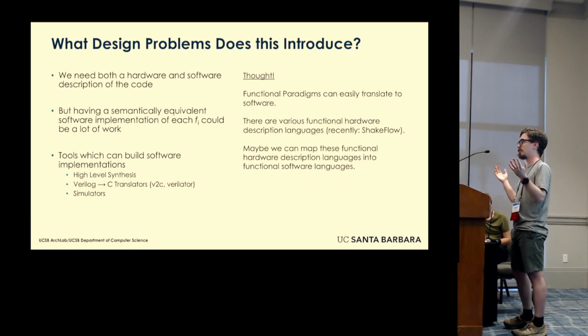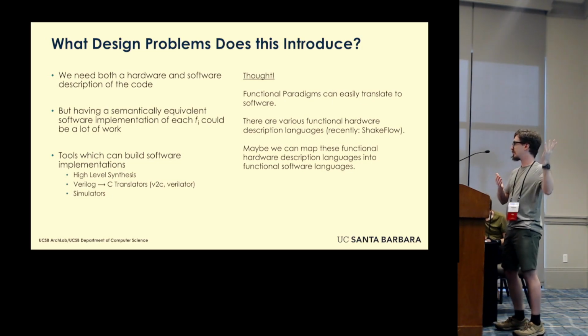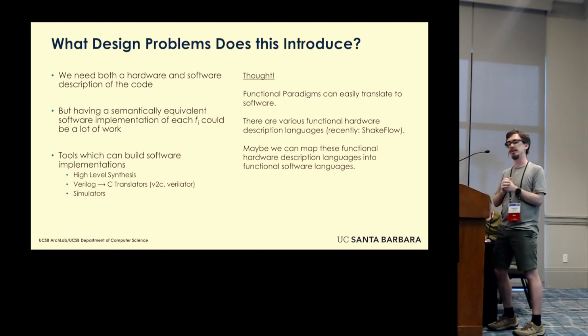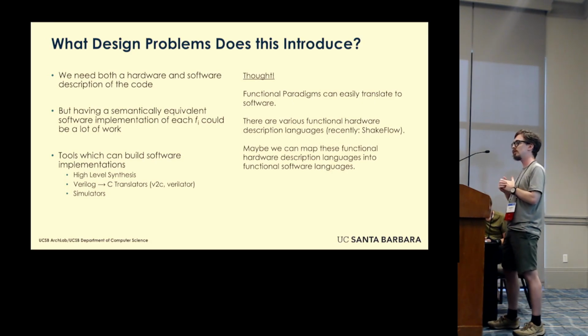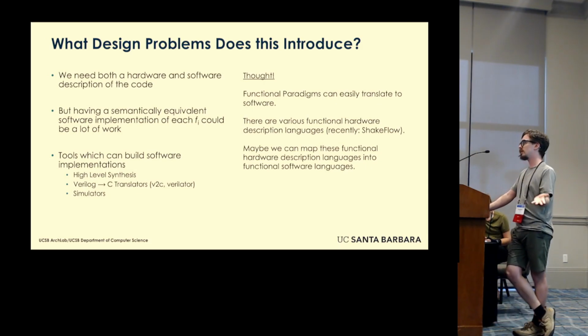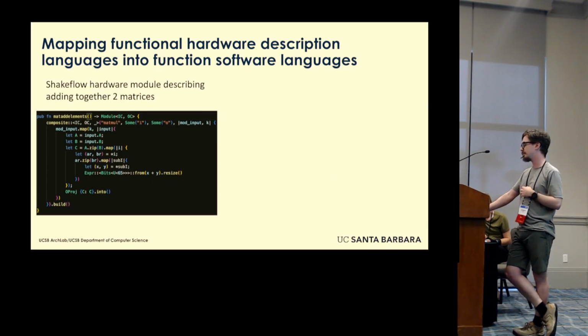This may be unsurprising for those of you who know that I'm from the University of Glasgow. Functional paradigms are a great way to consider doing this. And there's a recent functional HDL which we found quite interesting, which is called Shakeflow. This was also published at ASPLOS this year. We're asking, could we go from functional hardware back to functional software so that we would have semantically equivalent implementations of these different stages?